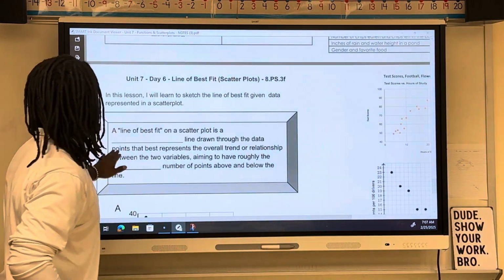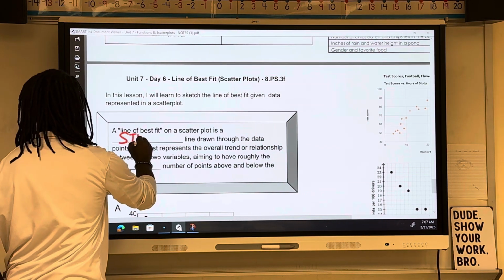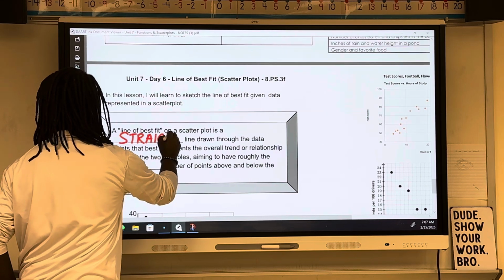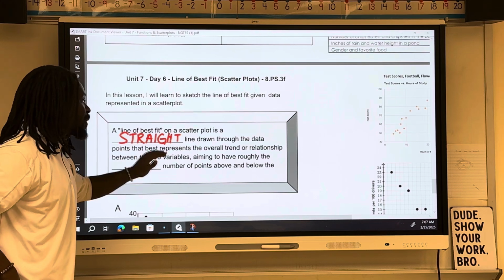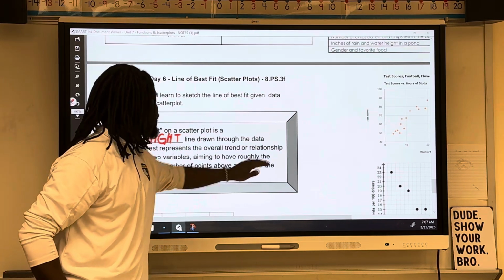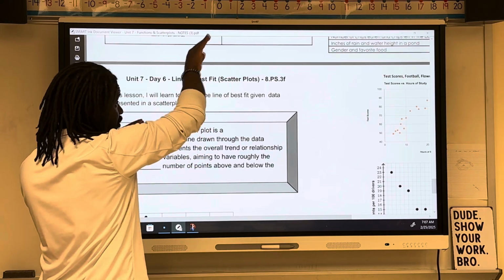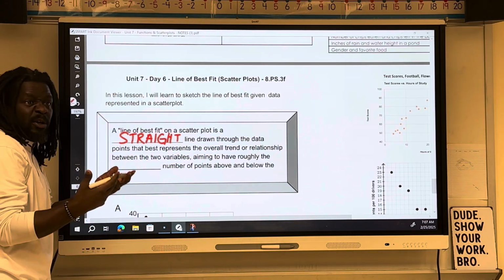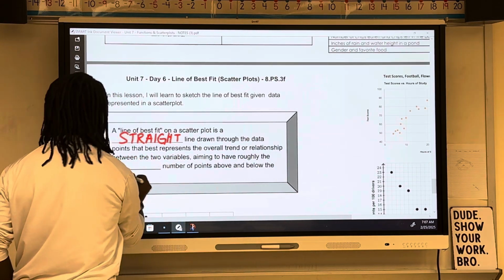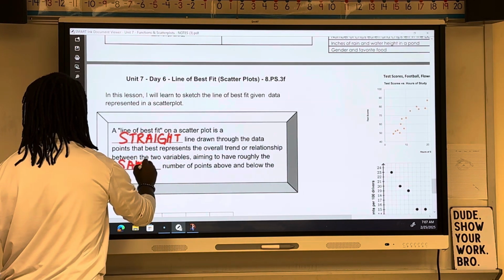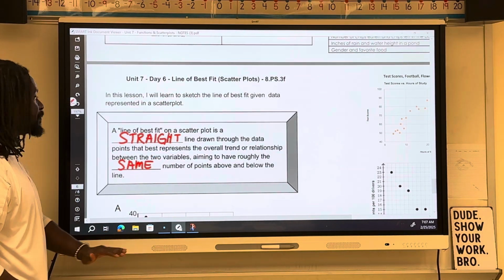And so let me go ahead and start by giving you the definition for the line of best fit. The line of best fit on a scatter plot is a straight line drawn through the data that represents the overall trend or relationship between the two variables. So it is a line that's showing the relationship, right? You can kind of think of it like the slope almost, all right? It is aiming, and this is the key, aiming to roughly have the same number of points above the line and the same number of points below the line, all right?